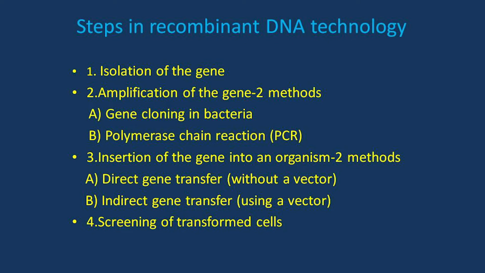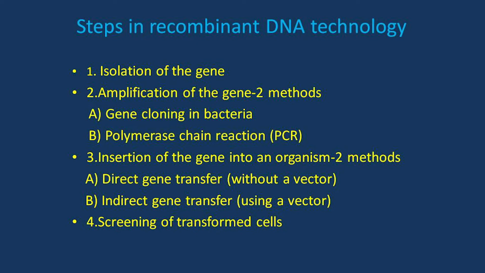The second one is indirect gene transfer using a vector. For example, in plants, the vector used to transfer genes is the Ti plasmid of Agrobacterium tumefaciens. Fourth step in genetic engineering is screening of transformed cells. There, using a marker gene, we identify the cells which contain the foreign gene.